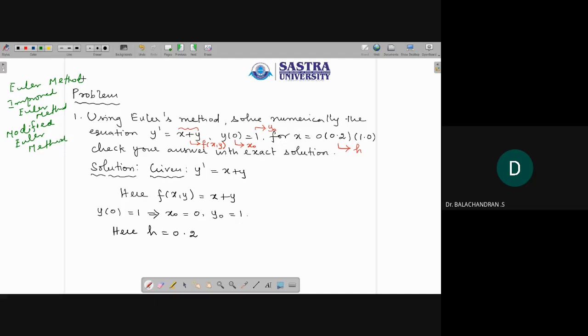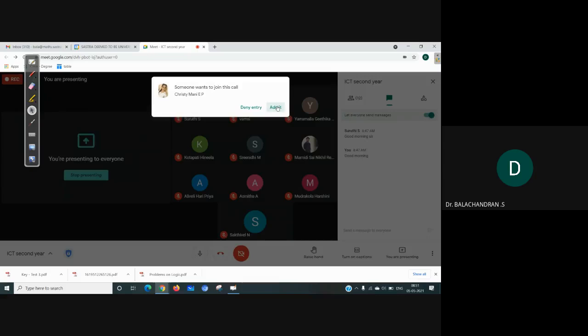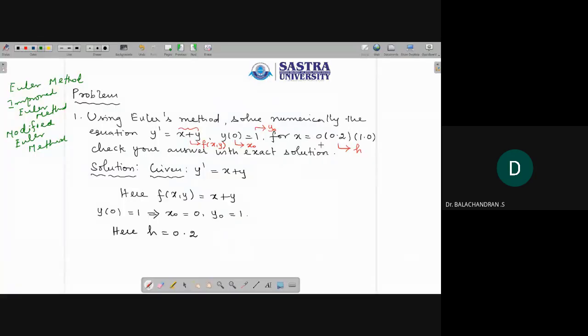So now we are discussing the first one: using Euler's method to solve numerically the equation y dash is equal to x plus y, where y of 0 equals 1, for x equal to 0, 0.2, up to 1. Okay. So what is the meaning of this? It is actually dy by dx is equal to f of x comma y. So x plus y equals f of x comma y, and y of 0 equals 1.